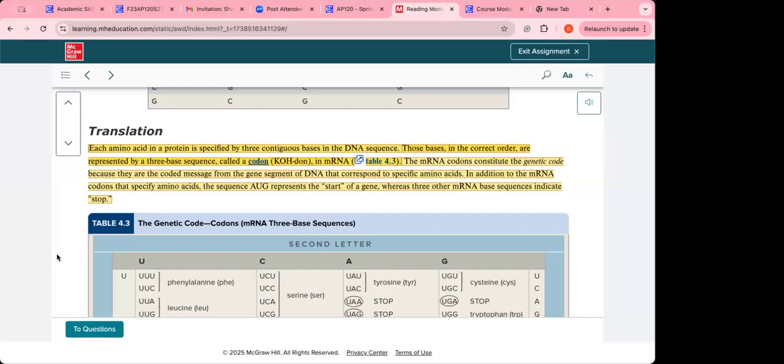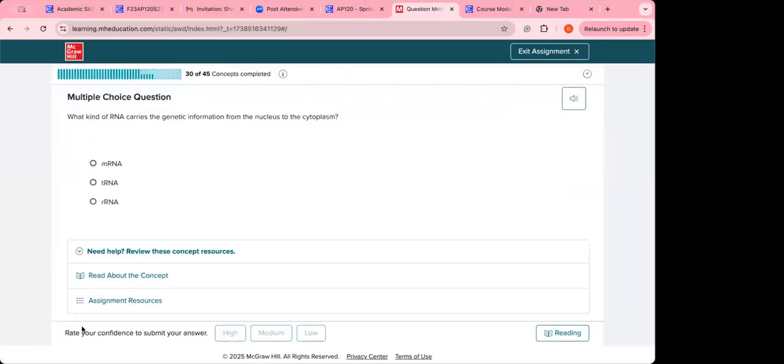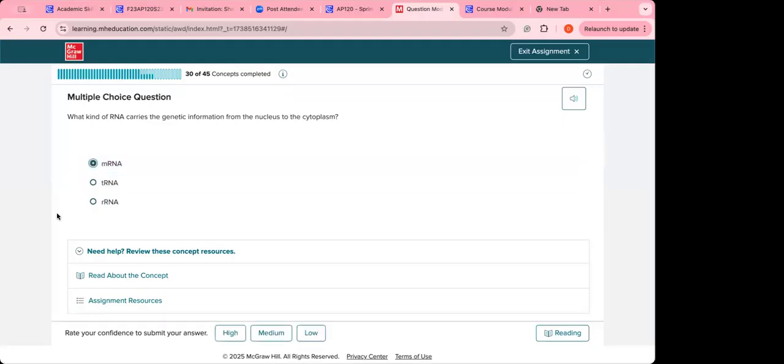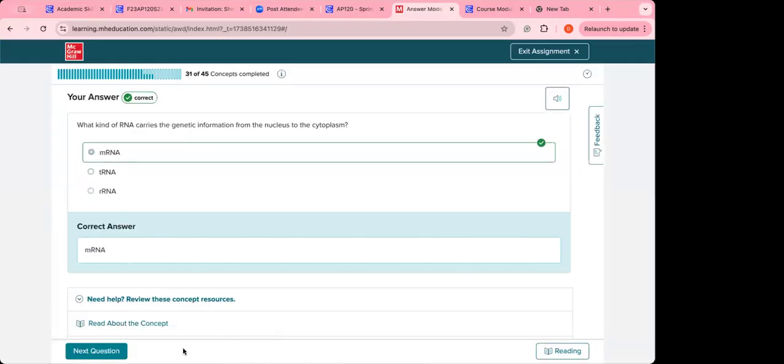Okay, so the type of RNA that contains information, that carries the information from the DNA to the cytoplasm, that's mRNA. mRNA takes it out of the nucleus into the cytoplasm. So that's mRNA.